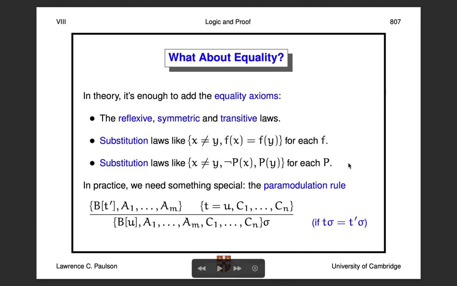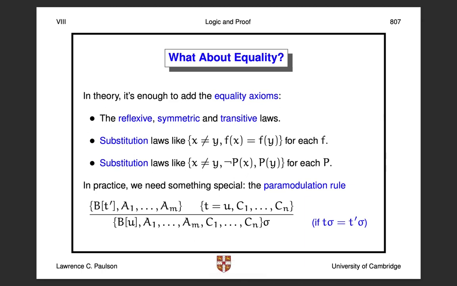So if we throw in all of those axioms for every symbol we have in our language, you get equality reasoning simply by completeness, but the performance is terrible. To get something better, you need a rule such as the one here, which, by the way, is not on the exam. Paramodulation is pretty horrible.